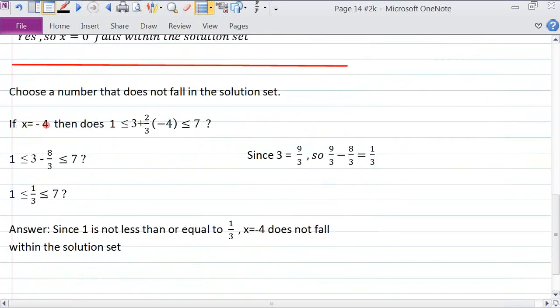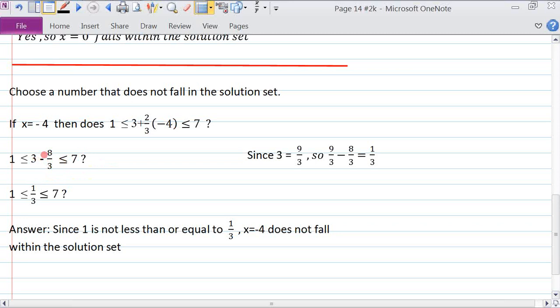So if x equals minus 4, does 1 less than or equal to 3 plus 2/3 of x, and we're going to substitute minus 4 here, less than or equal to 7? We're asking that question. So 2 times minus 4 is minus 8 divided by 3 is minus 8/3. So 1 is this one, 3 is this one. 2 times minus 4 is minus 8 divided by 3 is minus 8/3, less than or equal to 7.